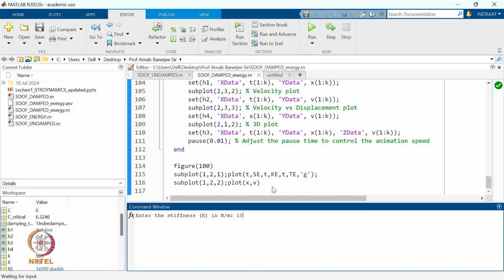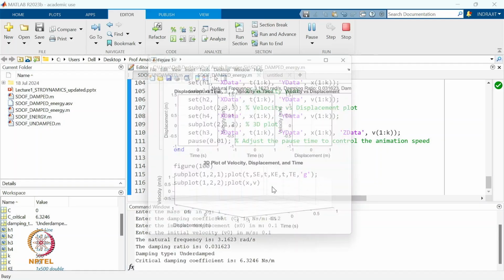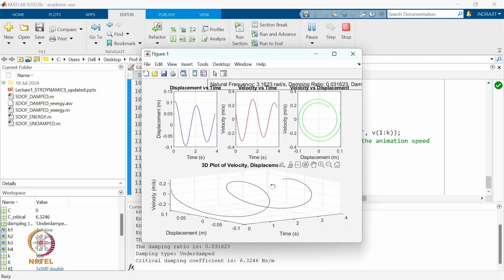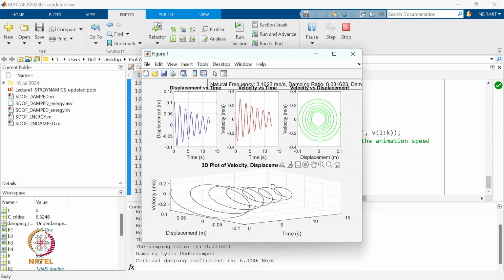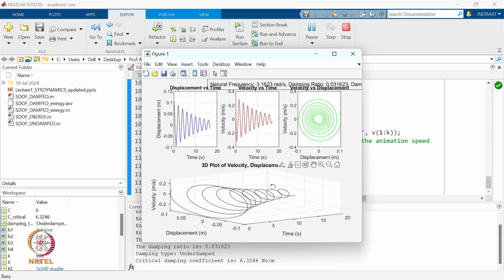So maybe I'll just put 10, 1. Yeah, now here I may be putting it 0.5 maybe. A little bit less, 2.2. Initial displacement 0.1. Underdamped, very good. Nice. The underdamped system looks very good.